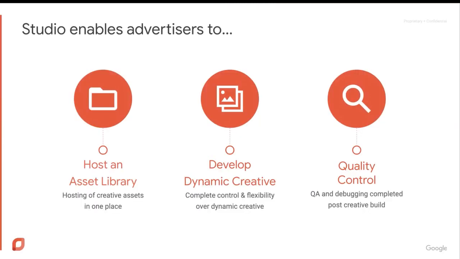So what does Studio help you do? Studio enables advertisers to host an asset library. So you can host a library for all different teams working on your creatives to upload assets into one place. You can develop dynamic creatives, so you can add feeds which can define your targeting templates into one space as well. And lastly, you can QA your creatives at scale through the quality control mechanism built in Studio as well.